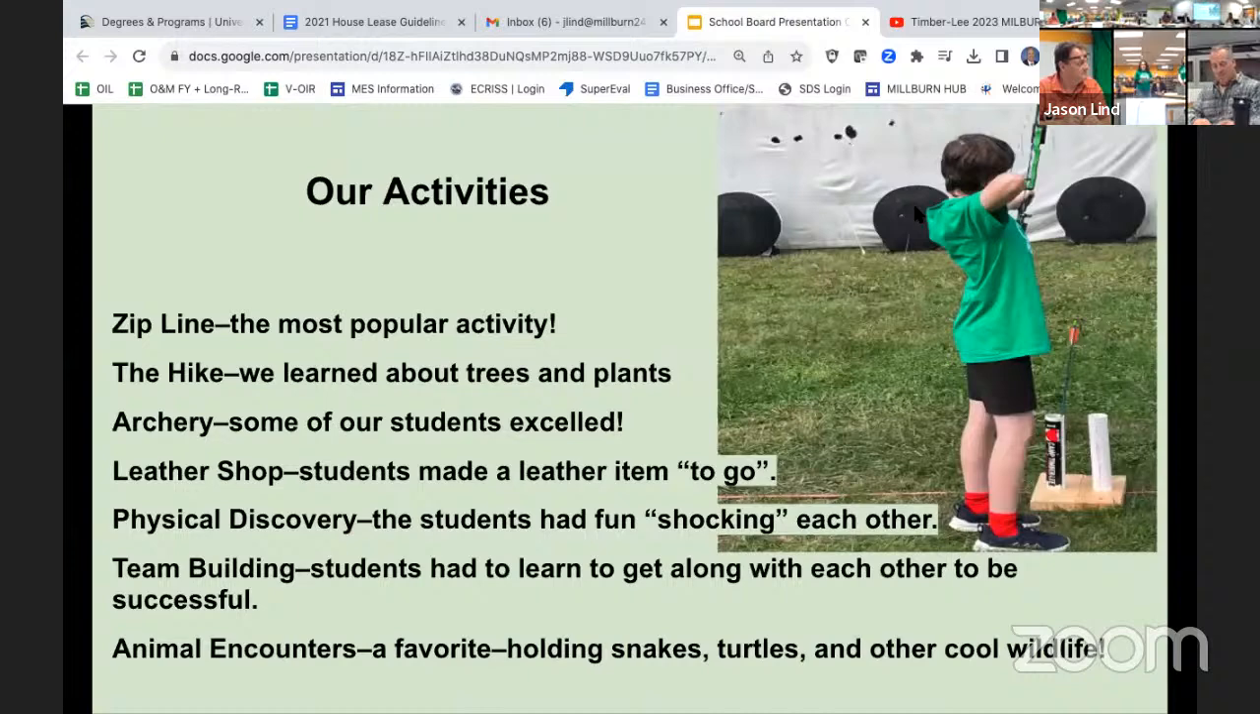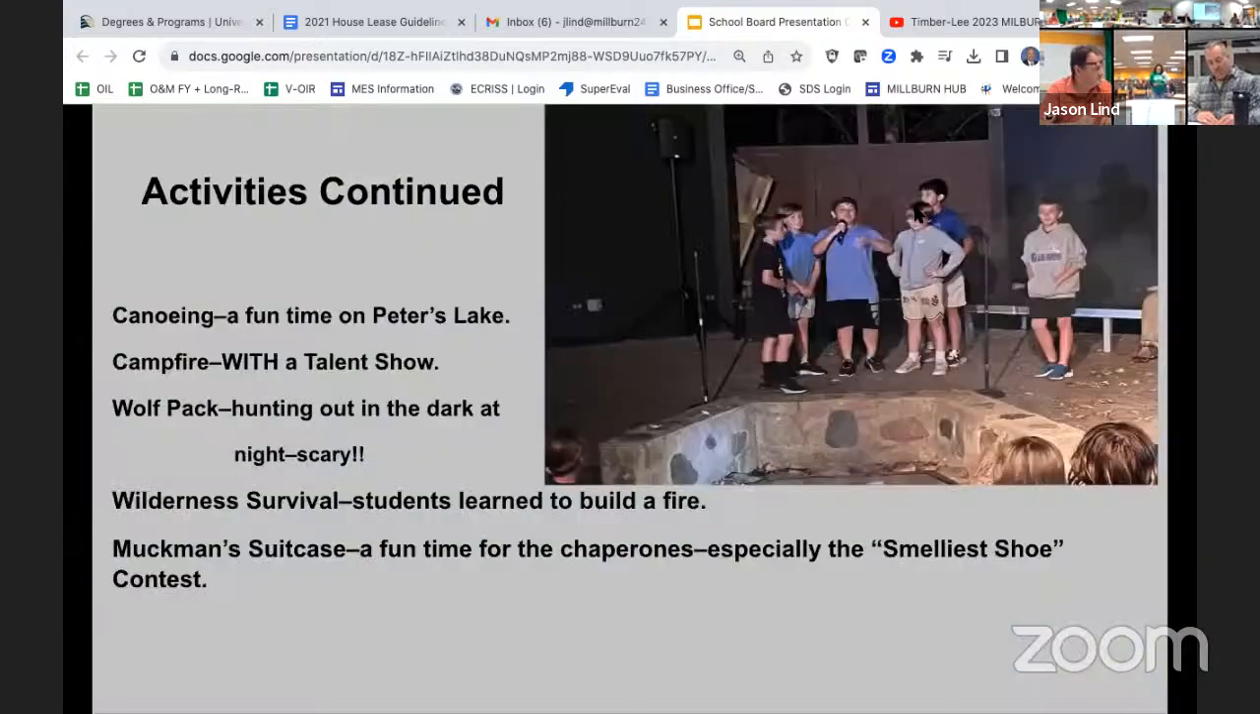We go on a really long hike, we learn about trees and plants and things that we even have in our own backyard that we can use to our benefit. There's archery, there's a leather shop where kids get to take home an item that they actually make. There's physical discovery where students learn all about electricity and all of those fun things, make their hair fly in the sky. There's a lot of team building where kids learn how to successfully accept others' help. And then there's animal encounters where they find a lot of snakes and turtles and little cuddly things that they can go home and cuddle.